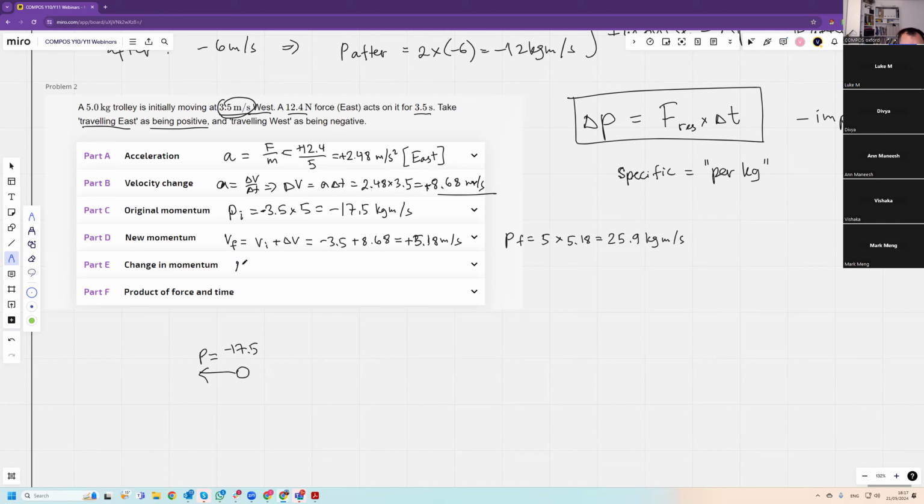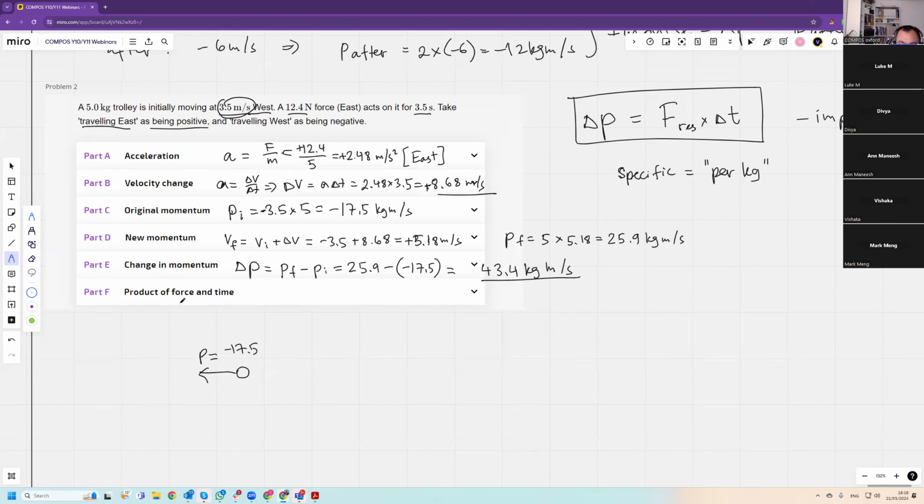What's the change in momentum? The change in momentum is the final momentum minus the initial momentum. So final momentum is 25.9 minus the initial, minus 17.5. So 25.9 plus 17.5 is 43.4 kilogram meters per second. That's the change in momentum.